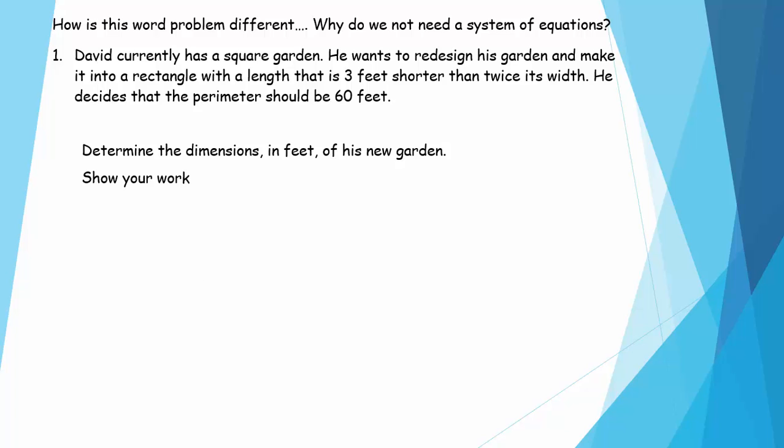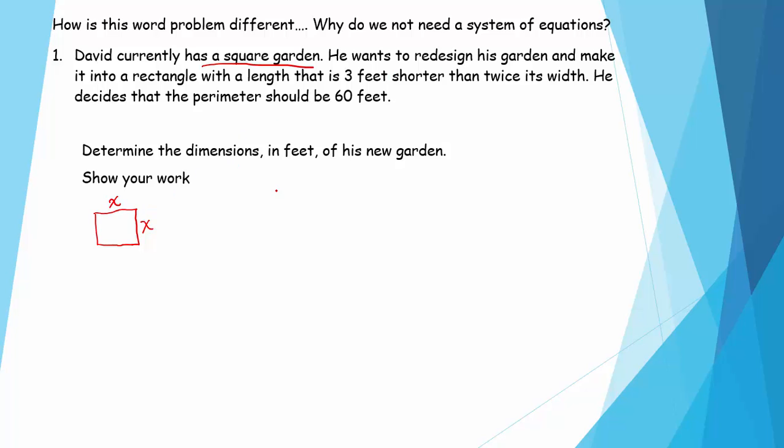Okay, so if I drew a picture, the original garden was a square. So I could call each side of that square x. Can everyone understand why we don't need a y? He currently has a square garden. Therefore, each side on the square garden is the same. That's why I don't need a y here. I only need an x.